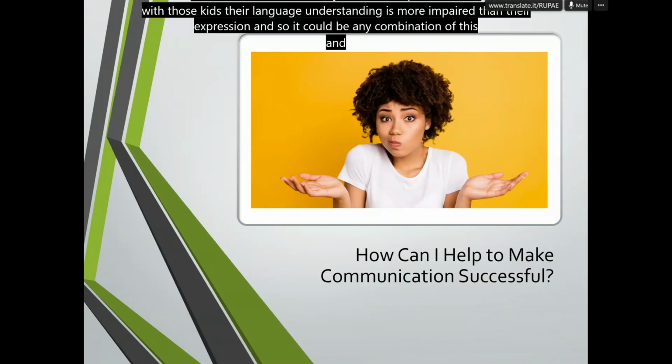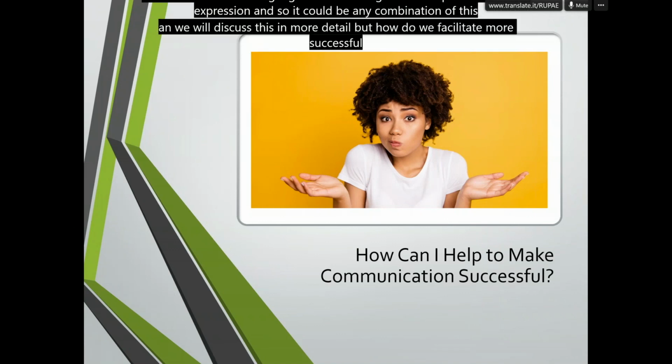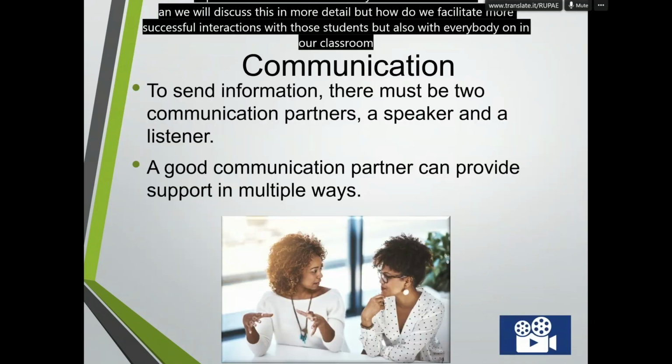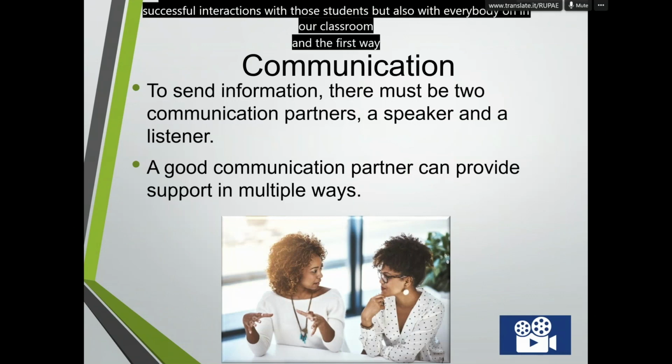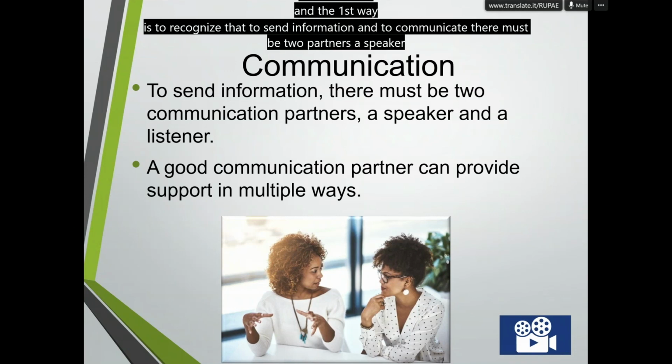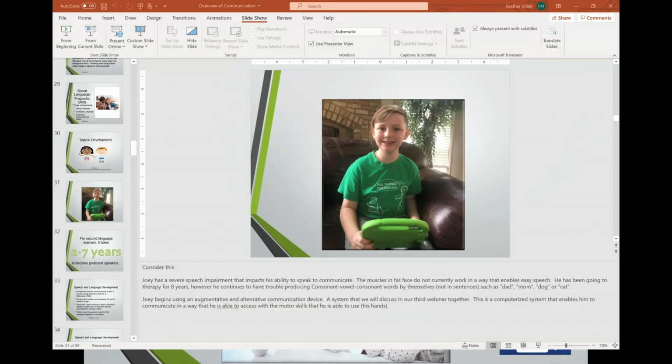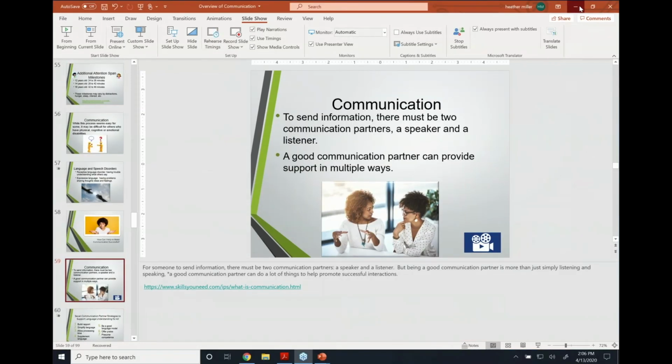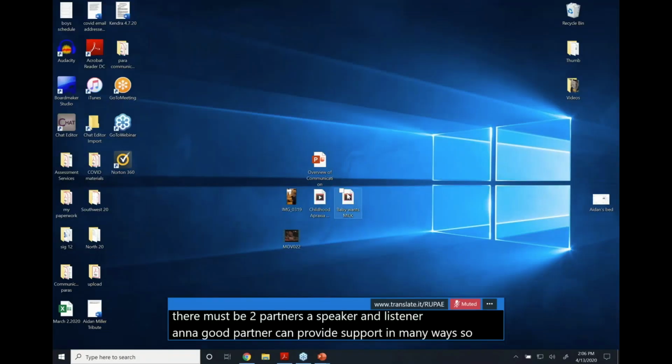But how do we facilitate more successful interactions with those students, but also with everybody in our classroom? And the first way is to recognize that to send information and to communicate, there must be two partners, a speaker and a listener. And a good partner can provide support in many ways. So I haven't showed any videos because I felt like we were running behind, or I think I showed one, but this is so funny. So I want to show you a video about how things can be impacted when you don't have a good communication partner.